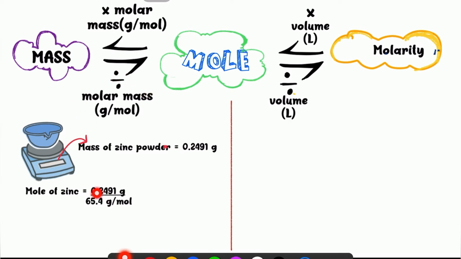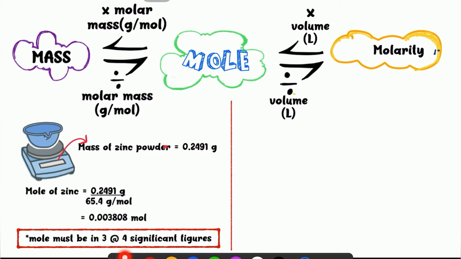The molar mass of the zinc you can get from the table of the relative atomic mass, and mole is 0.003808 mole. Remember, mole must be in 3 or 4 significant figures. Here in the example, you have to take 4 significant figures of the zinc mole.